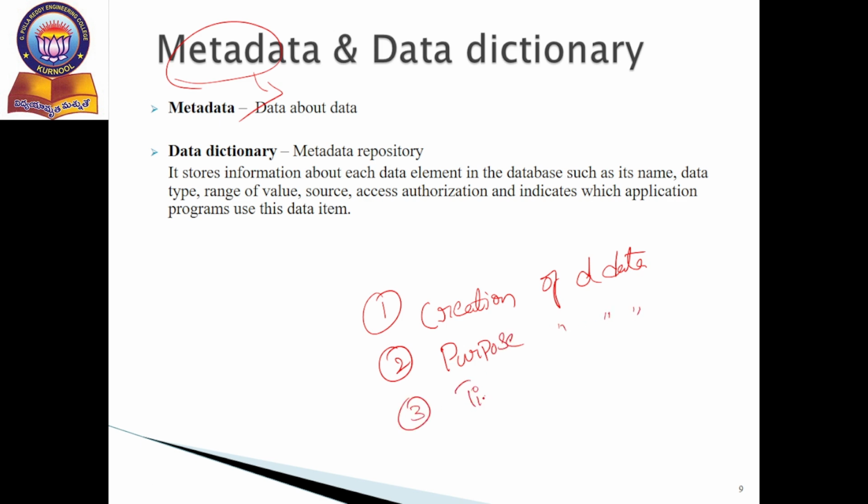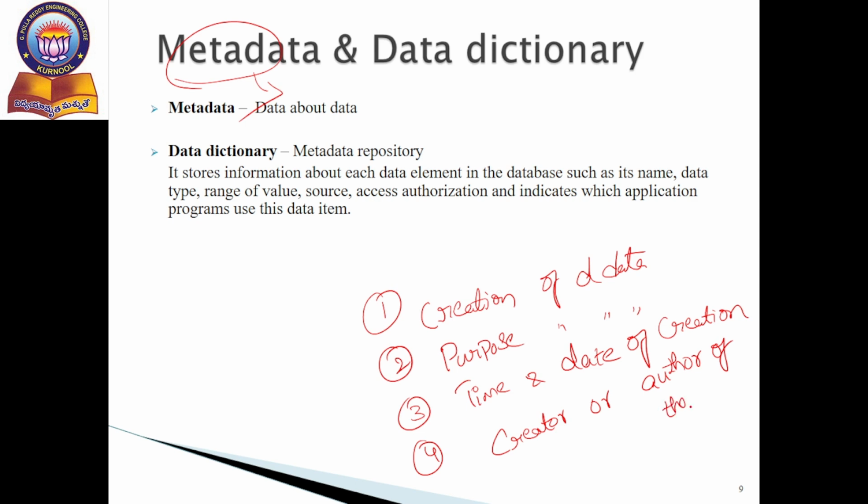Third one, time and date of creation. Fourth one, creator or author of the data. And next one is the location on a computer network where the data was created. And next one, standards used and file size.